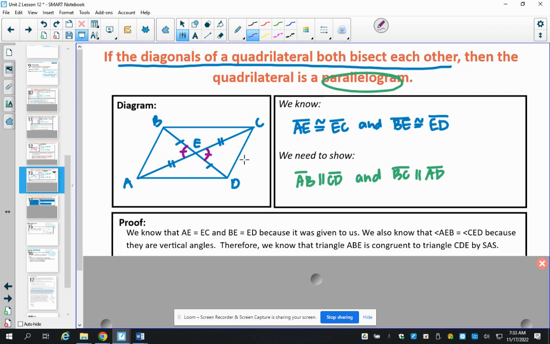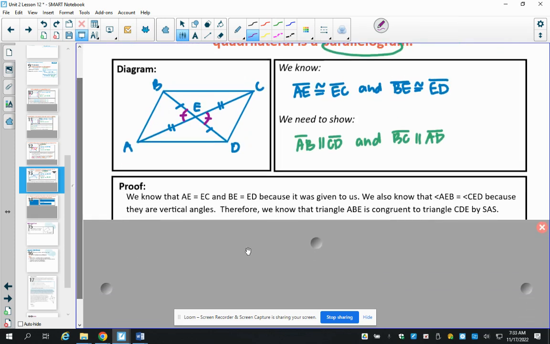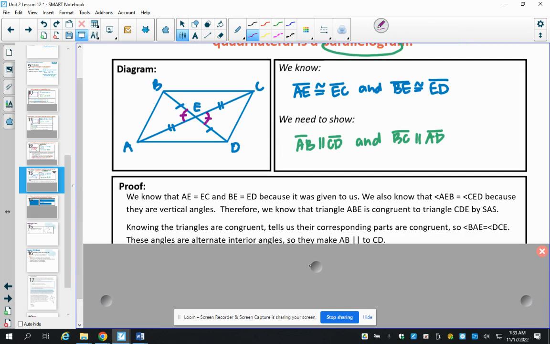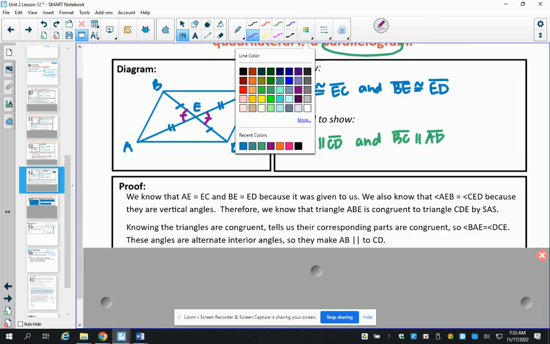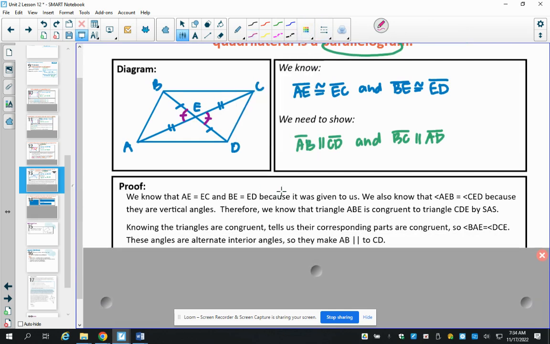This helps me to prove that these two triangles are congruent, so ABE and CDE by side angle side. So we see the two sets of sides with the angle in between. Now that we know that those two triangles are congruent, then we can steal some of their corresponding parts. So since they're congruent, we know that angle BAE, this angle here, is congruent to angle DCE.